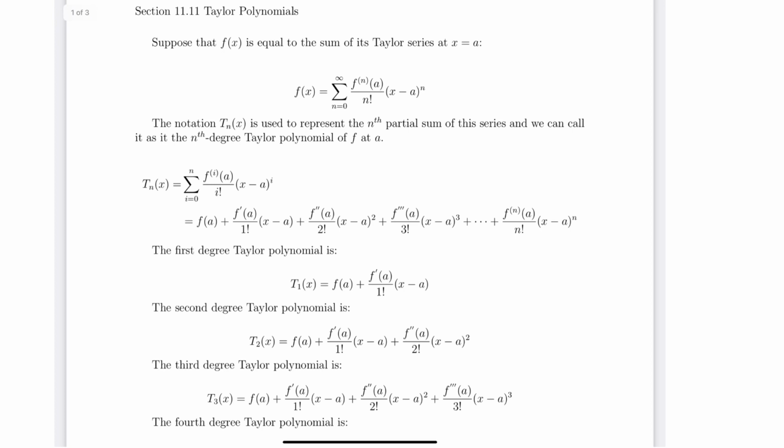So remember, the Taylor series creates this infinite polynomial, but we can approximate functions by stopping or truncating this polynomial that goes forever and ever. And if we stop or truncate it, that becomes what we call the nth degree polynomial. So the first degree, the second degree, the third degree, the fourth degree polynomial.